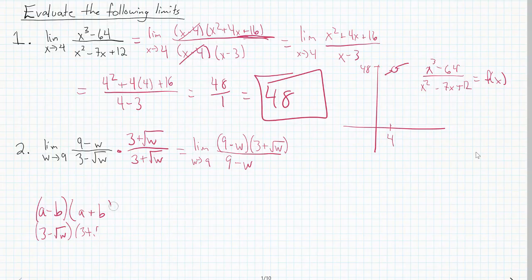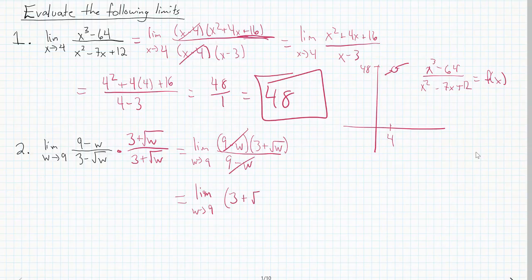So we have that in there. Now we're ready to kind of work the problem out. So what happens from here? Well, notice this is going to be pretty nice. The 9 minus w's cancel, and all we're left with is 3 plus square root of w. And so now we have 3 plus square root of 9 when we plug in, and that's going to be non-zero, so we get 3 plus 3, which equals 6. And that's our final answer.